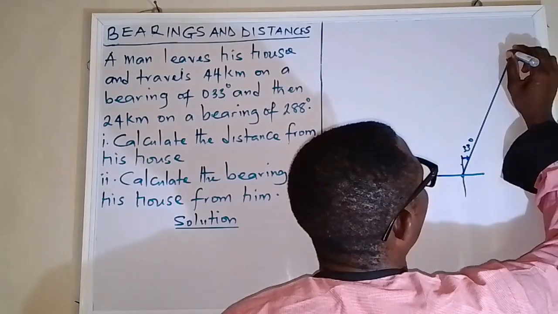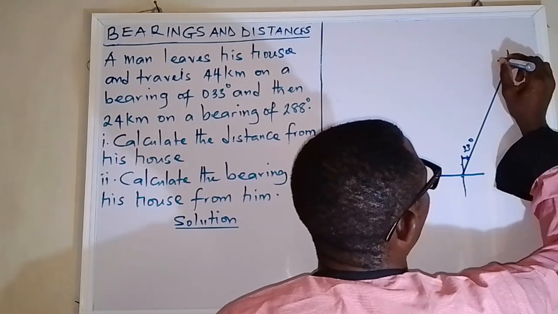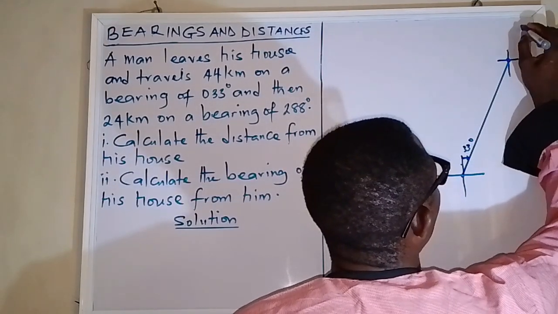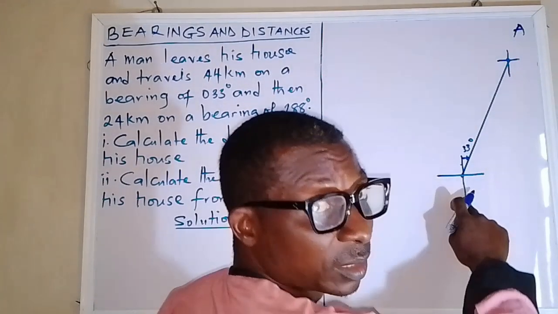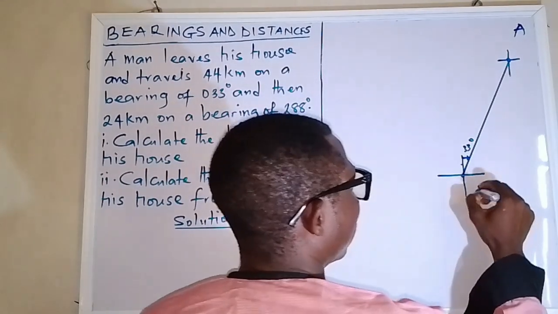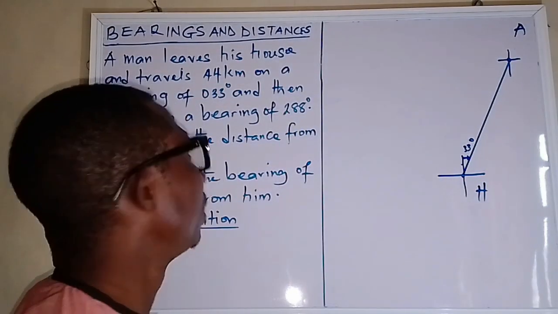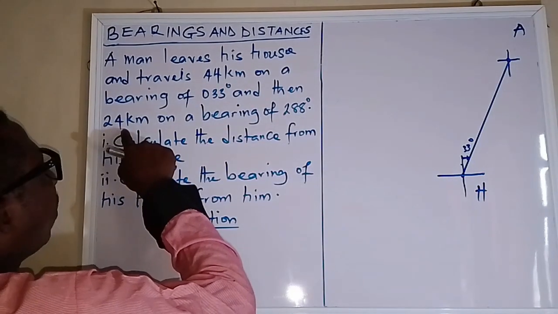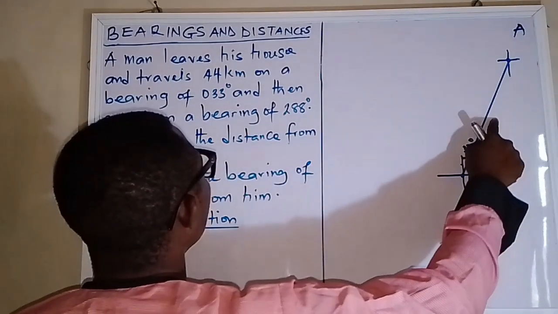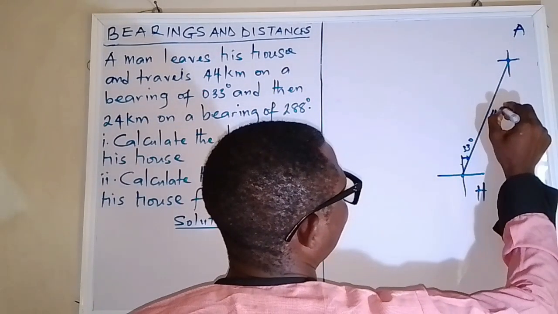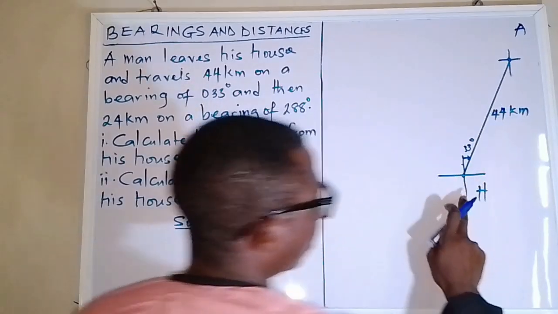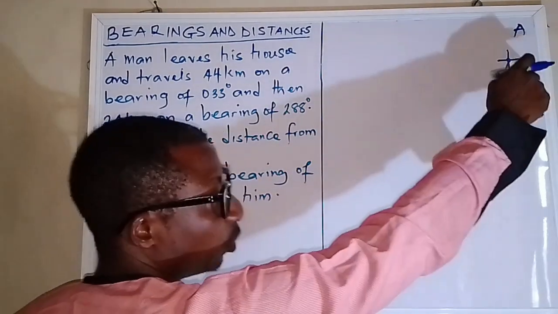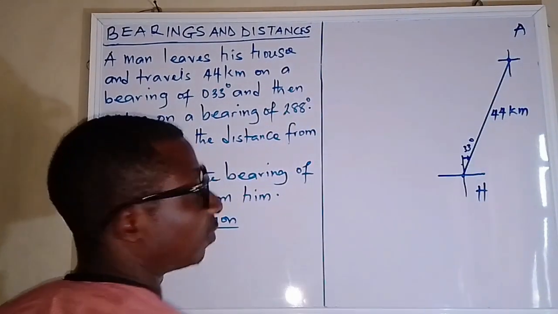Okay, and we have this cardinal point. So the man is here. Now let's call this point A, and the starting point, which is the house of the man, we can call it H. Now the distance of this one is 44 kilometers, the distance of this man from his house to his position right now.